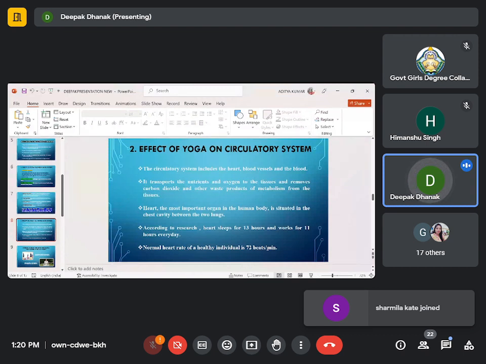It is very important to keep our heart healthy, and many experts and researchers suggest and believe that yoga asanas are one of the best ways to keep it fit naturally. According to research, the heart sleeps for 13 hours and works for 11 hours every day. As you all know, the normal heart rate of a healthy individual is 72 beats per minute.